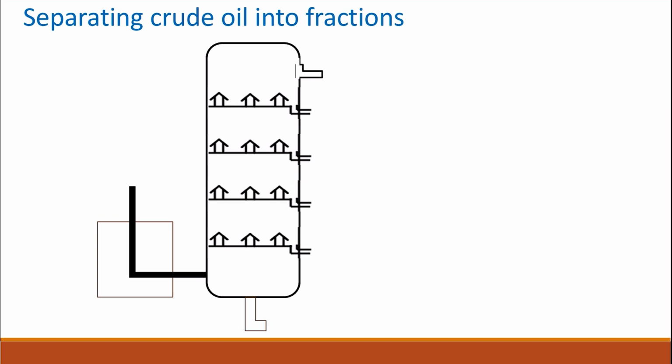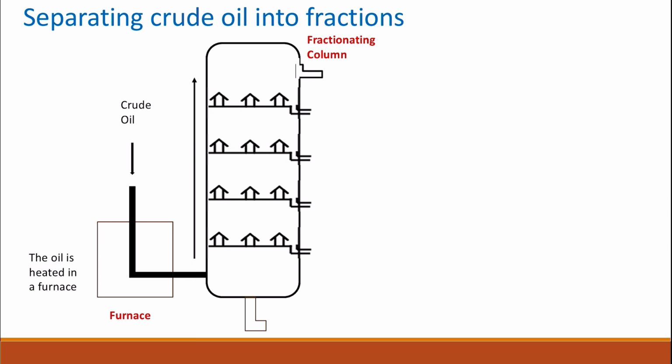The crude oil contains a mixture of many different hydrocarbons, and they have to be separated before they can actually be used. We cannot use the crude oil as it is. To do this, we use the fractional distillation of crude oil. In fractional distillation, we use a furnace and a fractionating column. The crude oil is fed into the furnace where it's heated to a very high temperature, and then the different components within the crude oil will start to boil, and they will go through the fractionating column.